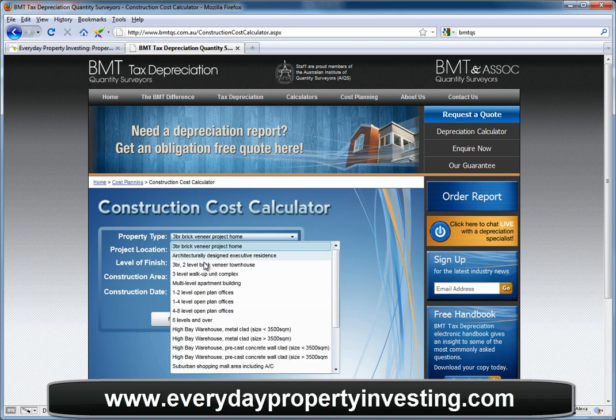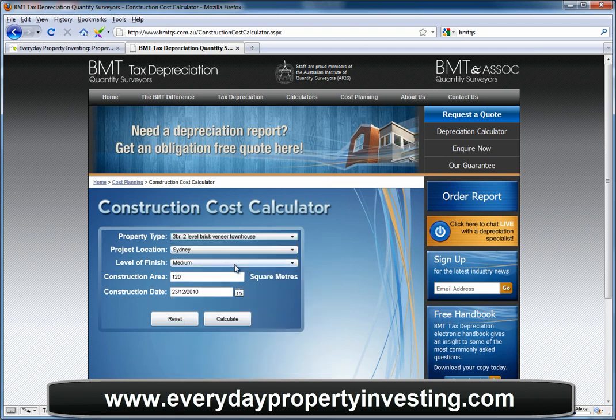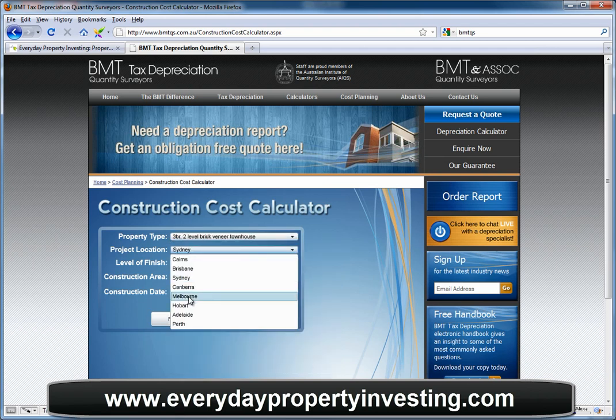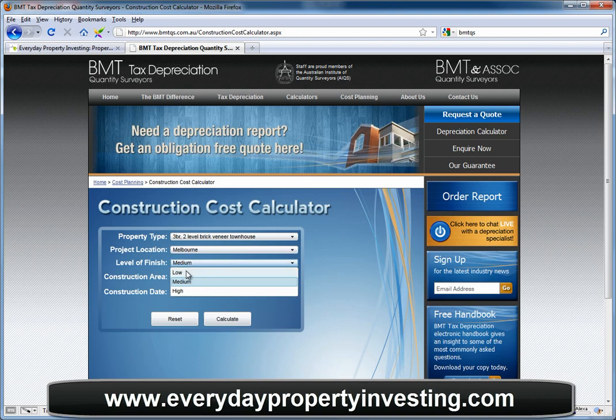The property type we're building is a 3-bedroom, 2-level brick veneer townhouse. I'm going to select that. It's going to be in Melbourne, in an outer suburb. It's not a flash suburb by any means, it's typical suburbia, I guess. So our level of finishes will probably be medium. Construction area, I've got a feeling it's around 160. I can't remember off the top of my head, but let's just pretend it's that.